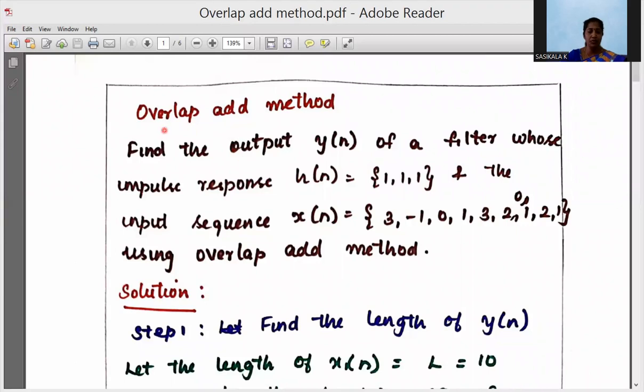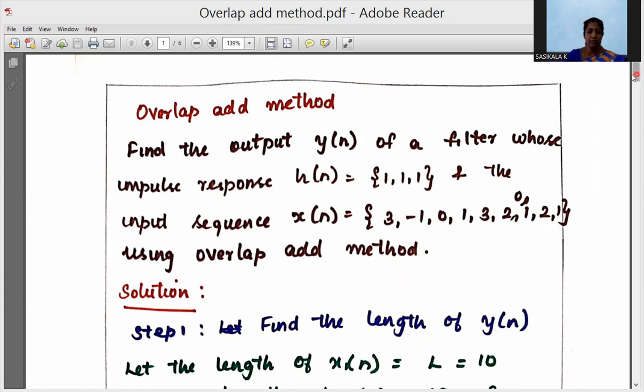Everyone, today we are going to see about the overlap add method. Here the problem is to find the output y of n of a filter whose impulse response h of n is equal to 1, 1, 1 and the input sequence x of n is equal to 3, minus 1, 0, 1, 3, 2, 0, 1, 2, 1 using the overlap add method.